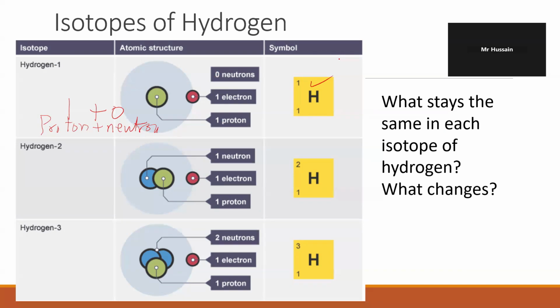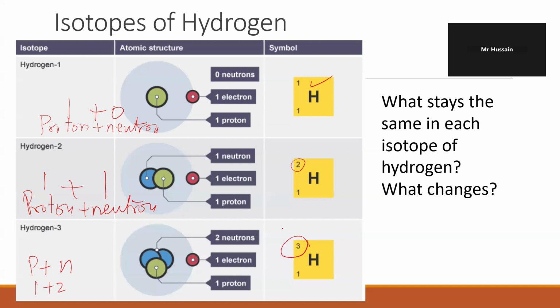Hydrogen-2. See here, 1 proton, 1 electron, 1 neutron. So we add protons and neutrons, and we get the mass number as 2. Proton plus neutron: 1 proton, 1 neutron, we got 2. Third hydrogen, hydrogen-3: 1 proton, 1 electron, 2 neutrons. So now the mass number, proton plus neutrons, proton 1, neutron 2, so the mass is 3.